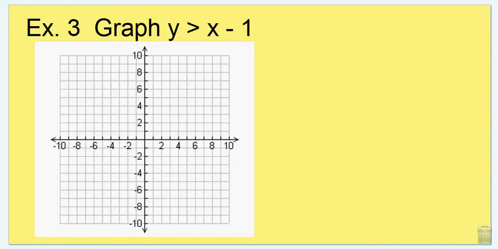Graph y is greater than x minus 1. So forget the sign for a second, and we're going to graph y equals x minus 1 to get our boundary line. And again, it's going to be dotted. It's easier to do a dotted line for me right now anyway. It'd be solid if a line was underneath it.